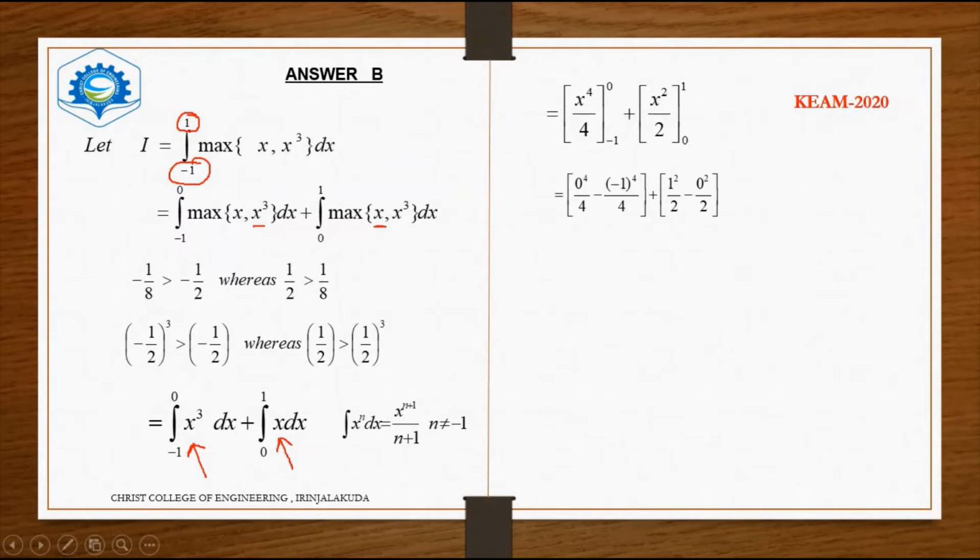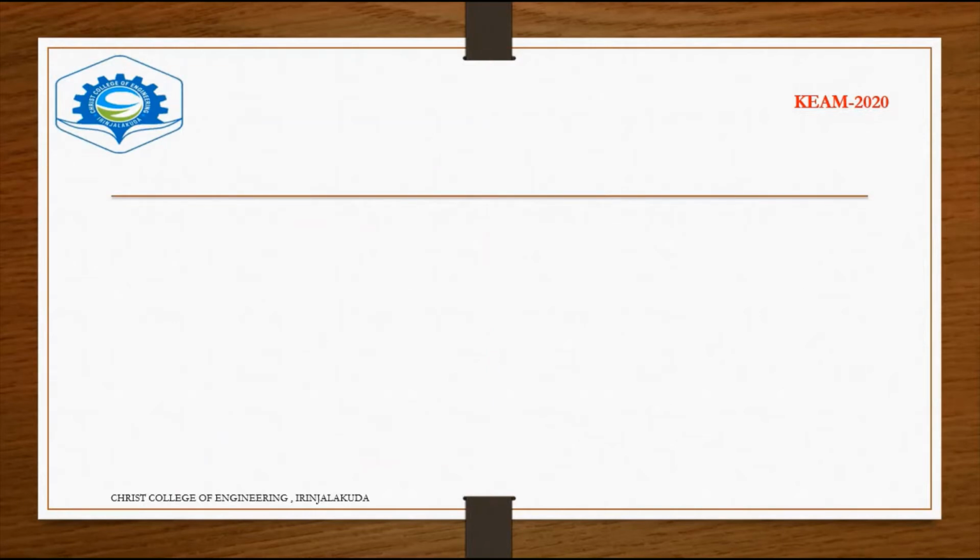Now you can simplify this further. After simplifying, you get your answer as 1 by 4. So that was your answer. Now let us move on to the next question.